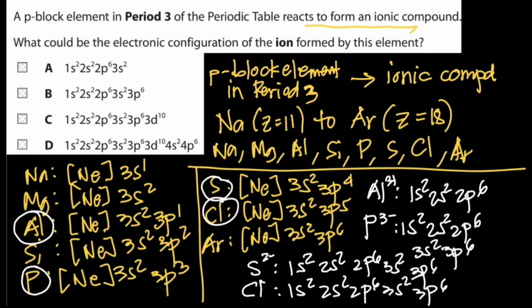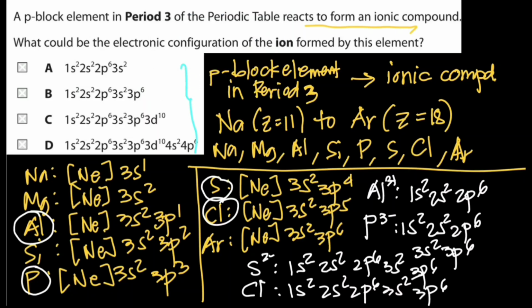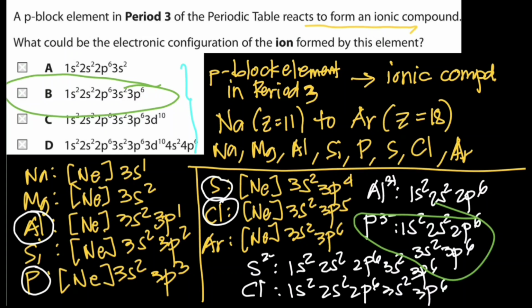Now let's choose. Which of the electronic configurations of the four elements are present in the choices? I think it's letter B, 1s2, 2s2, 2p6, 3s2, 3p6. So I think this one. So the answer is letter B here.